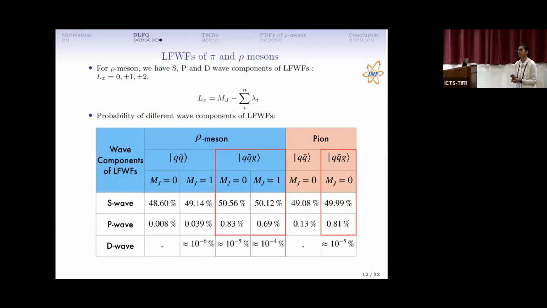We have light front wave functions for the rho meson. Since it is a spin-1 system, we can have S, P, and D wave components. These are the probabilities of different wave components of the light front wave function for the rho meson and the pion, so we are just comparing them. For the S wave component, we found that the large contribution is coming from the second Fock sector, q q-bar g. The P wave contribution is comparatively low, and for the D wave, it's extremely weak. For the pion as well, the large contribution is coming from the q q-bar g sector.